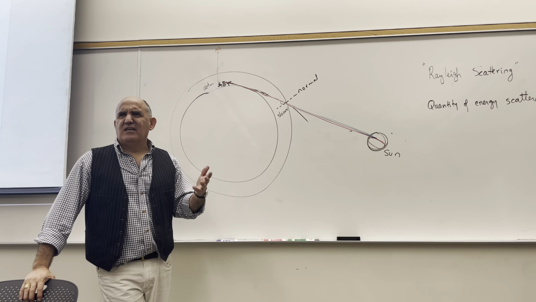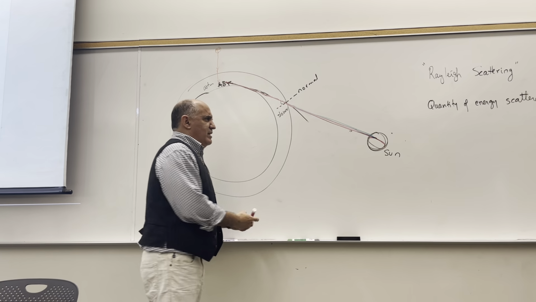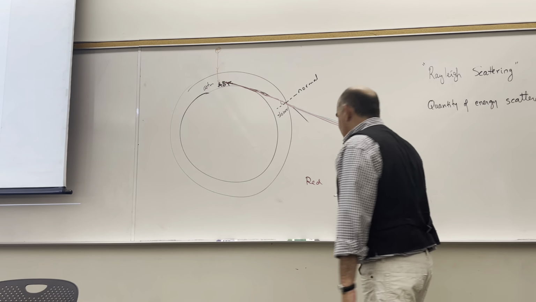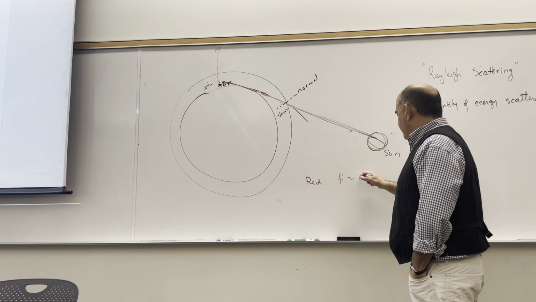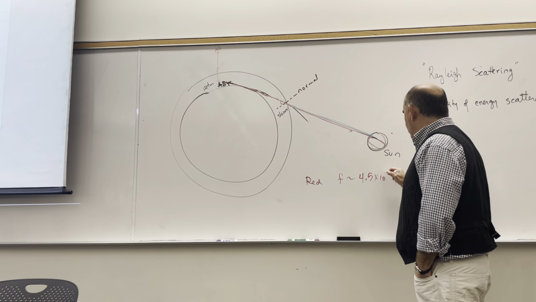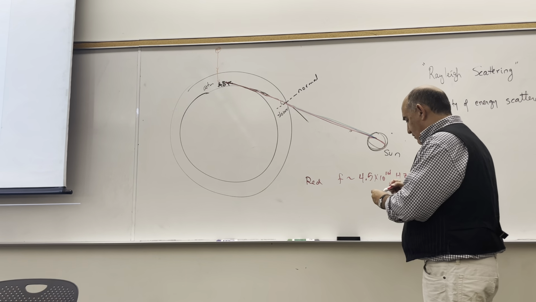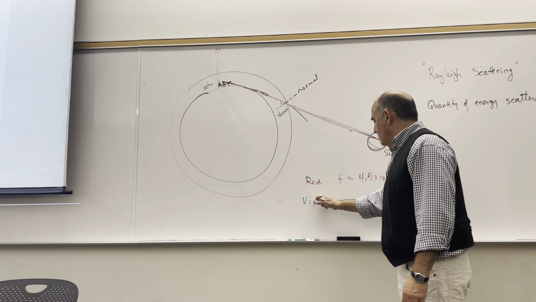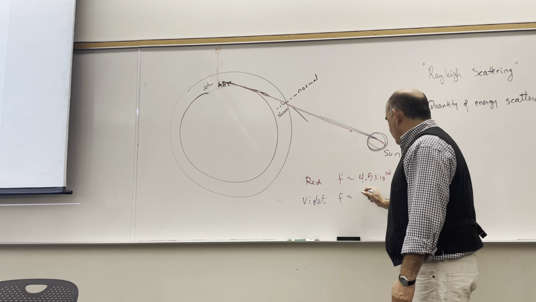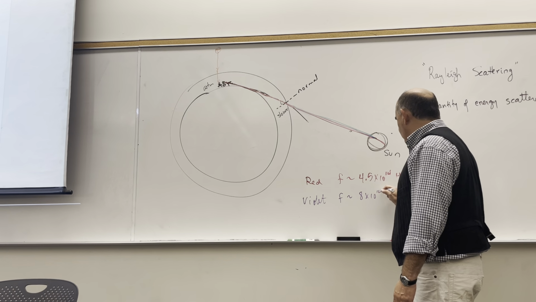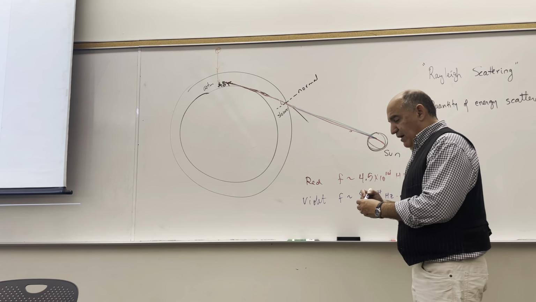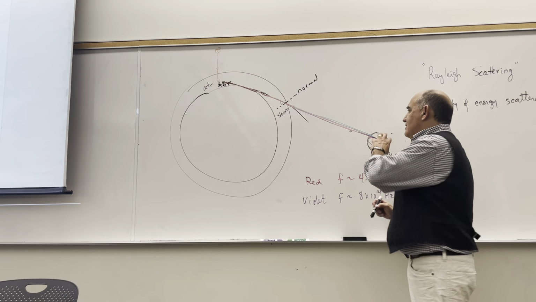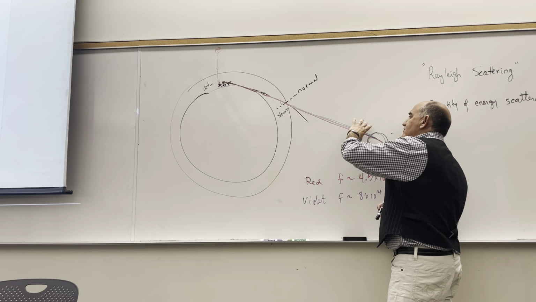For red light, for example, the frequency is around 4.5 times 10 to the 14 hertz, depending on the shade of red. And for violet, the frequency is on the order of 8 or so times 10 to the 14 hertz. So the violet light corresponds to more frequency. So sunlight coming from the sun has all the colors in the visible spectrum all traveling at the same speed.